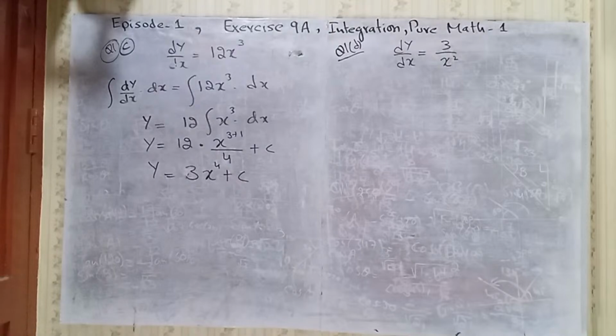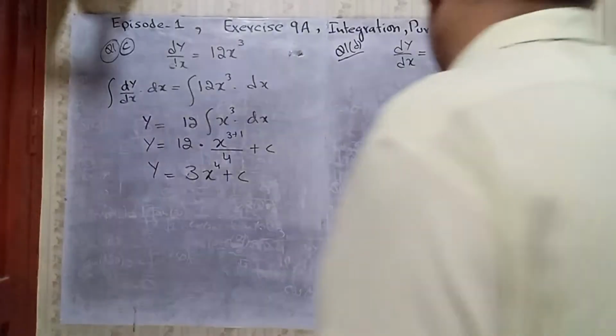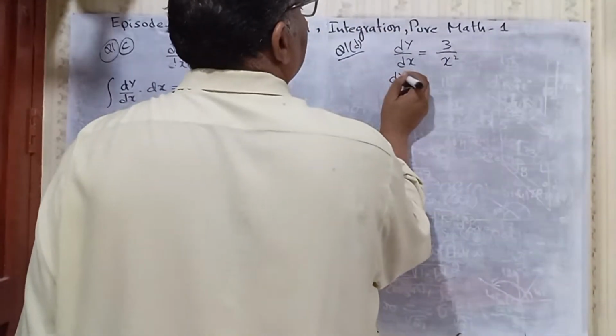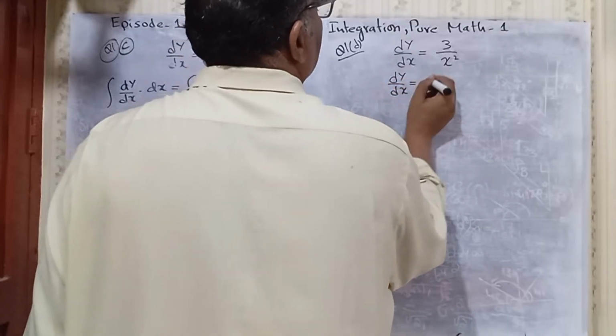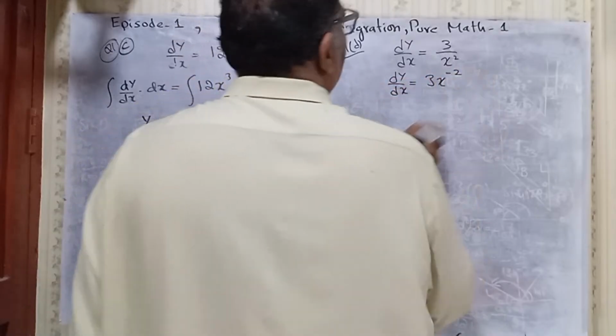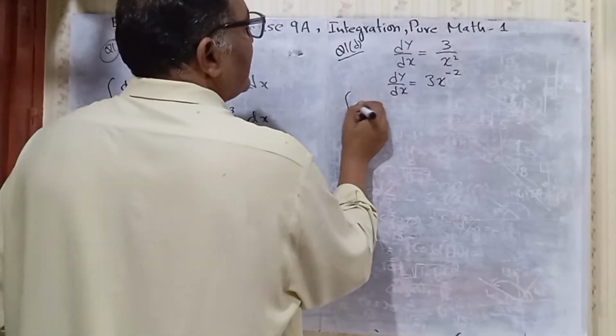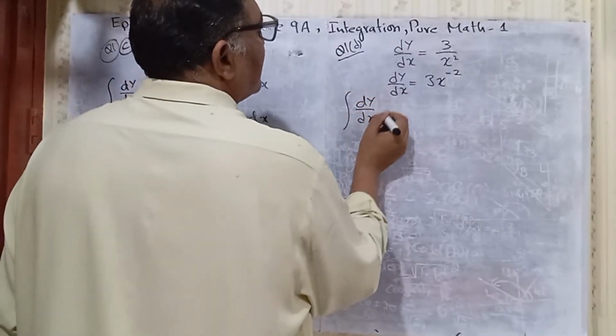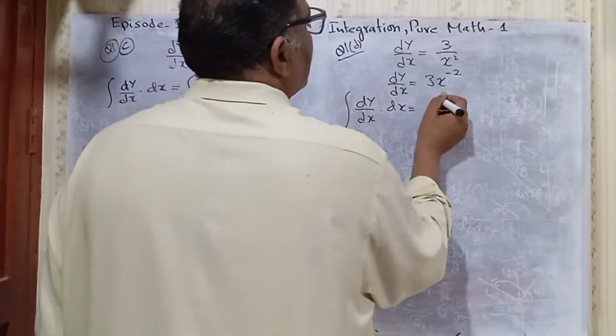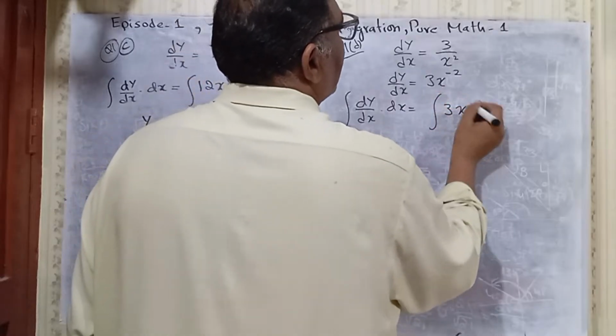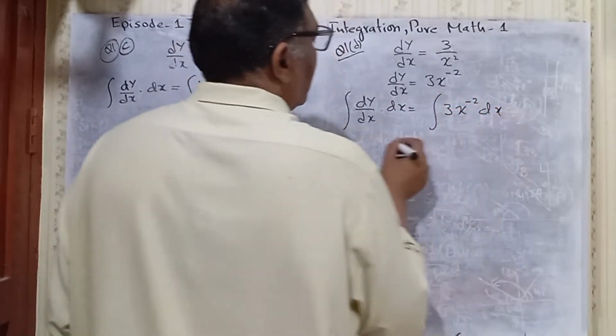Okay. So what I will do, I will bring it upstairs. So before I integrate it, I will write it like this: dy by the dx equals to 3x raised to power minus 2. Now I will integrate it. Dy by the dx into the dx is equals to the integration 3x raised to power minus 2 d of x. This will become y.